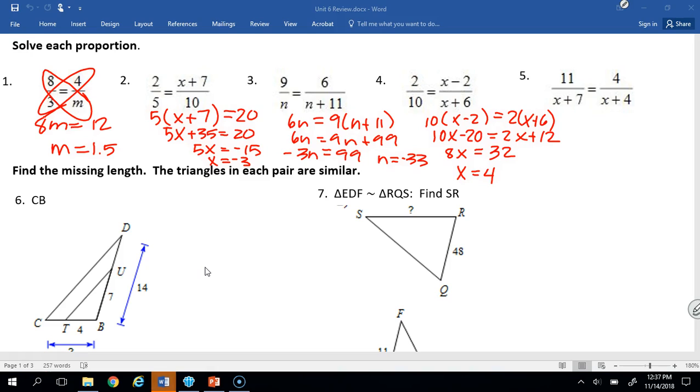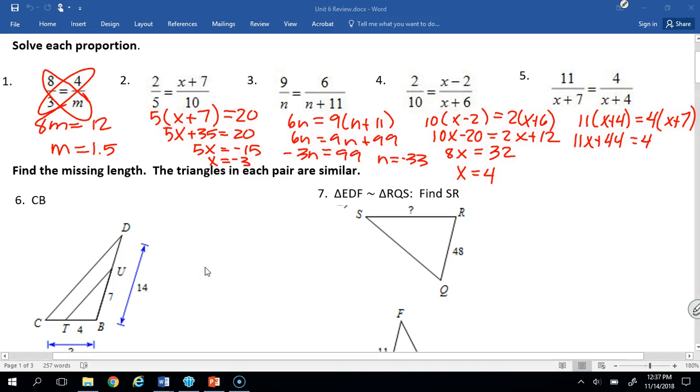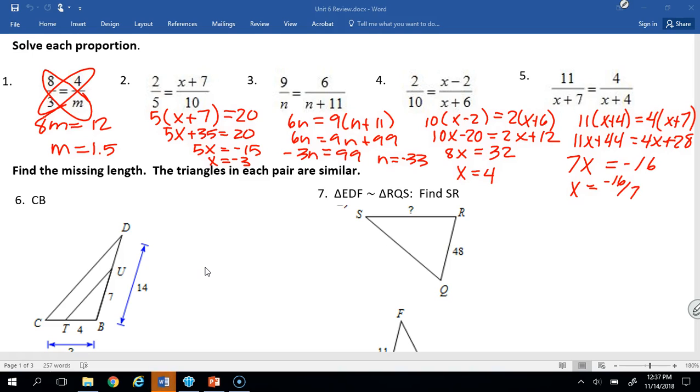Number 5. Again, we're going to cross multiply. So we're going to do 11 times x plus 4, and set that equal to 4 times x plus 7. That's going to give me 11x plus 44 equals 4x plus 28. Going to subtract the 4x from both sides. That gives me 7x. Going to subtract the 44 from the 28. That gives me negative 16. And so x is equal to negative 16 divided by 7, or we could say negative 2.3. Either one of those is correct.